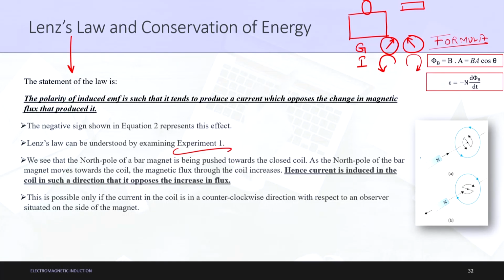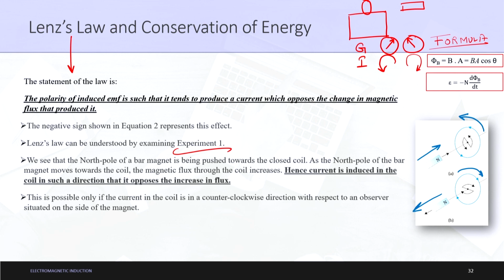As you can see in the right figure also, if the north pole of the bar magnet is moved toward the coil and there is an induction, the current direction is like this. But if it is moving apart or moving away, then the current direction is reversed. This is only to oppose the change, or oppose the movement, of the magnetic flux.